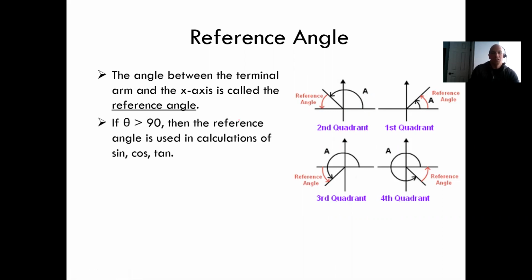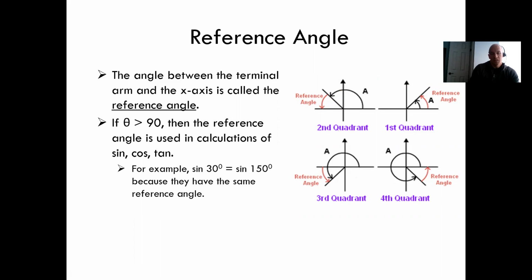In fact, it's just whichever one's the closer. So we use the reference angle for calculating sine, cosine, and tangent if we have an angle bigger than 90 degrees. An angle like this one up here might look like, let's say, 120 degrees, but the reference angle is this guy right in here, which is 60 degrees. So when we're calculating sine of 120, we're actually going to use 60 degrees in the calculation. That's what calculators do as well.